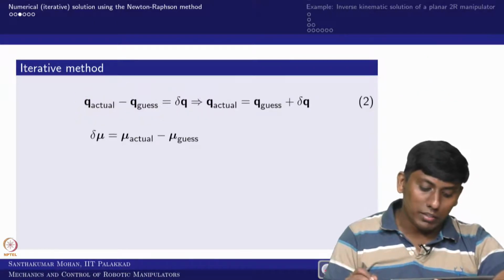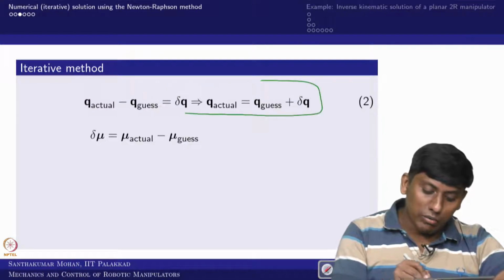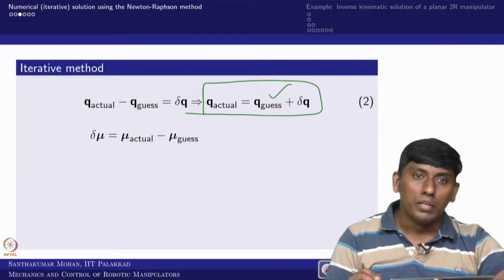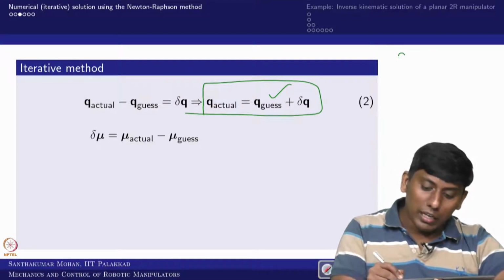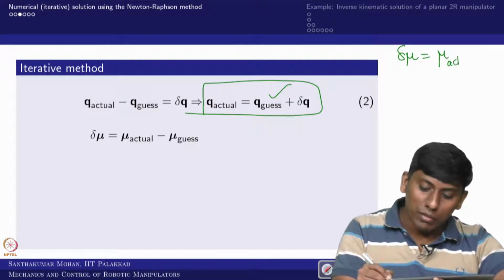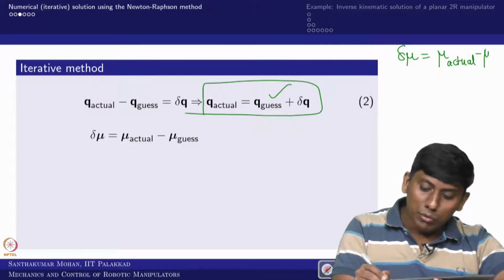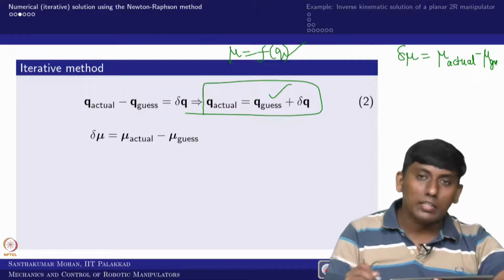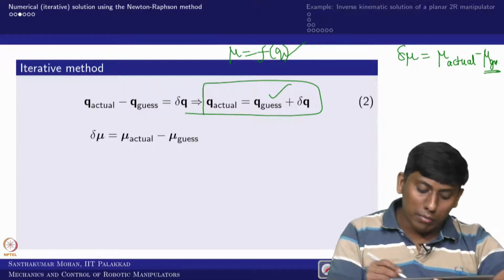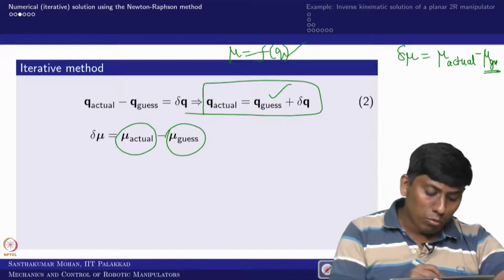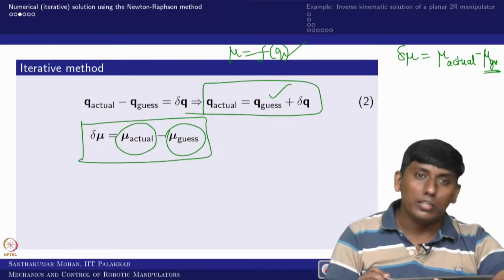For that, we can rewrite the actual as q guess plus delta q. We can also write delta mu, which is mu actual minus mu guess. You know mu is a function of q, so you can substitute the guess and whatever value comes is mu guess. And the mu actual is given. So now you will get another error called delta mu.